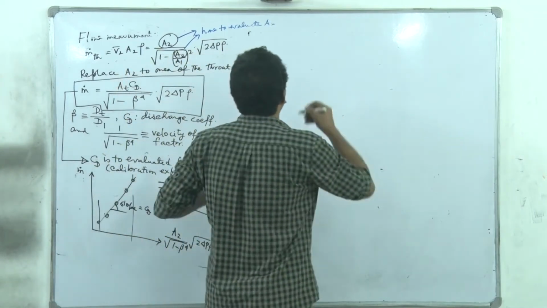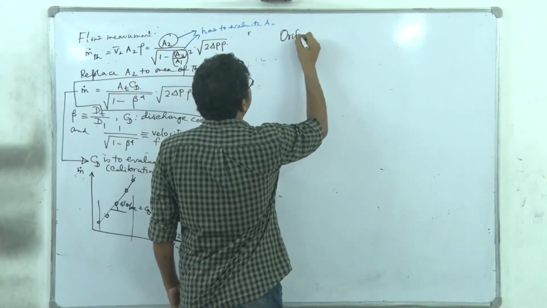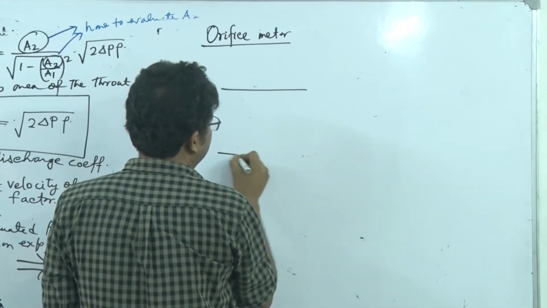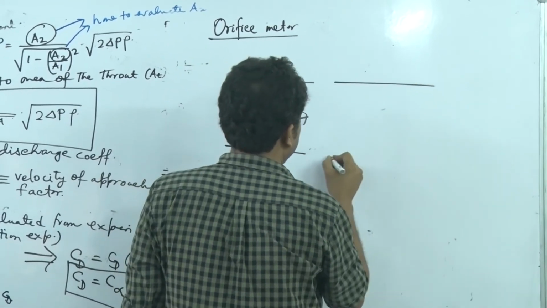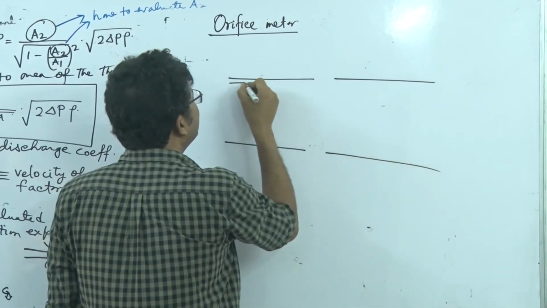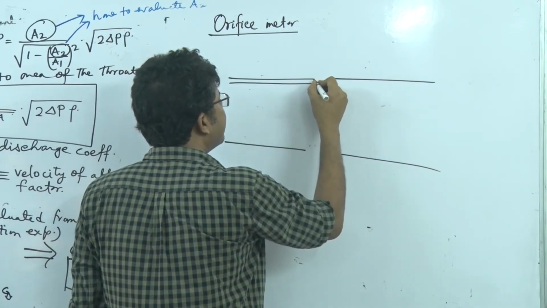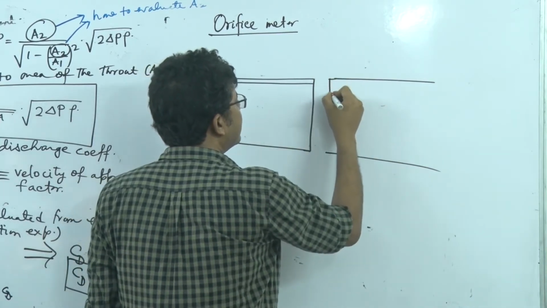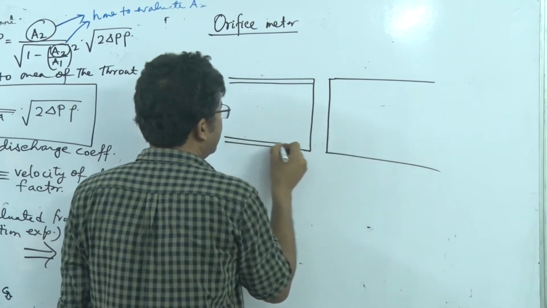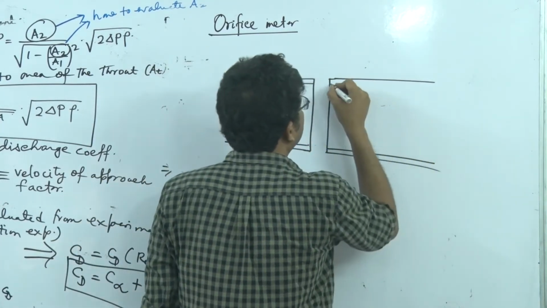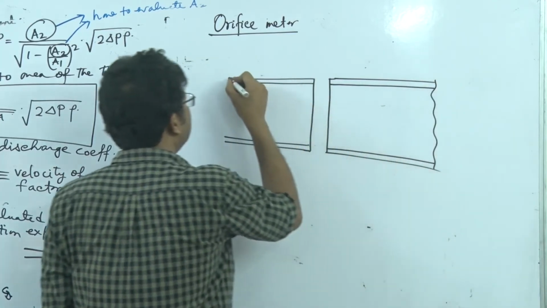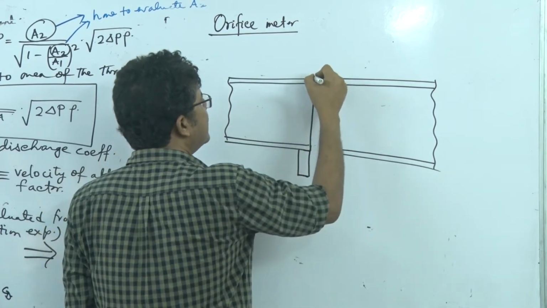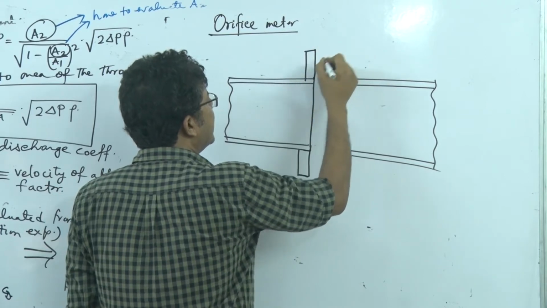So what is the design of Orifice meter? You see, we have this pipe where we introduce a cut, right? We introduce a cut, so this is the pipe. It's a very rough drawing. Now we attach this flat flange on both of the pipes.